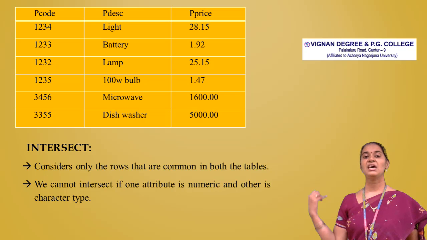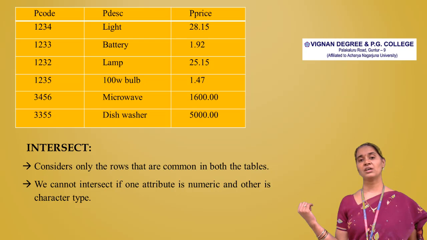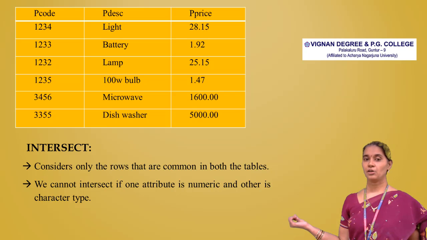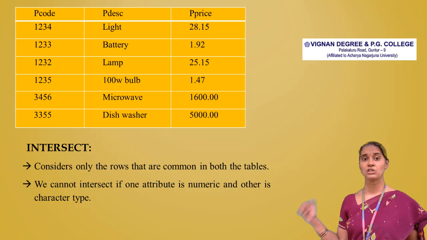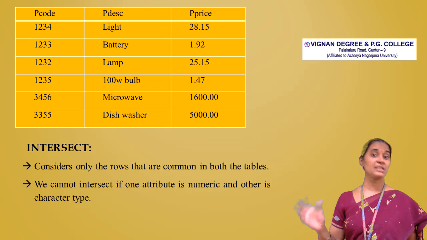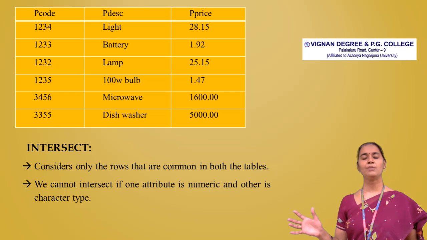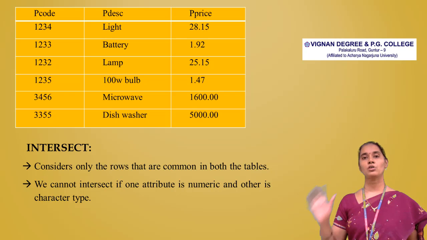The second one is intersect. For this also I am going to consider two tables and consider only the rows of the tables that are common from both the tables. In the union I am going to combine both the tables. Here I am going to consider only the rows that are common in both the tables. Whatever rows are common in both the tables, those are only being considered.